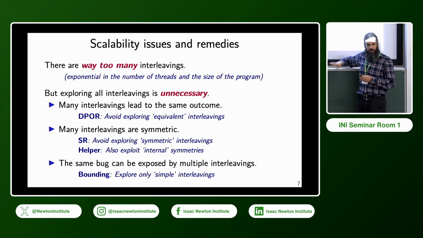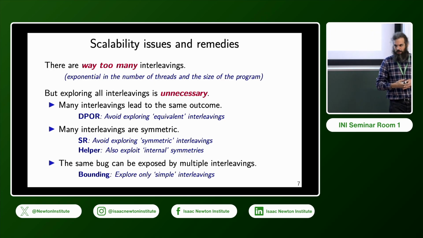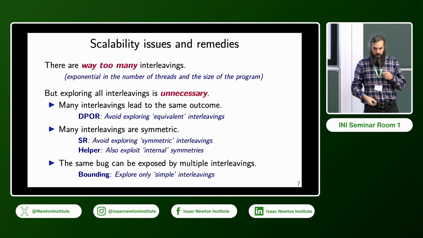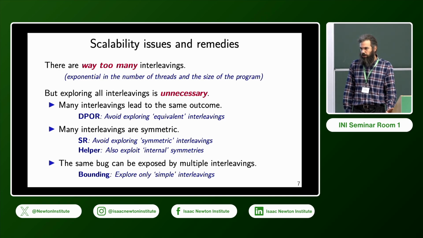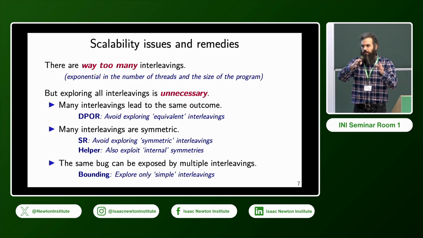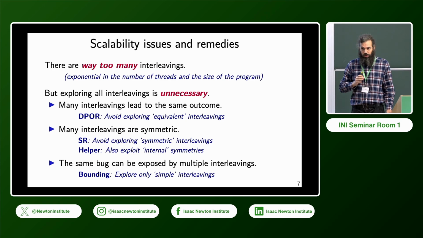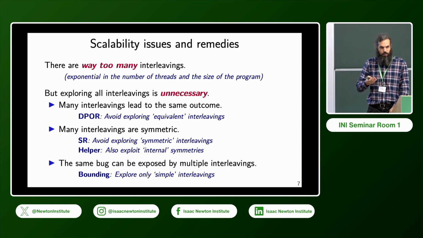And the final one, well, these two are sound ways of reducing the search space. The final one is an unsound way of reducing it, but still very useful. And this comes from the observation that a bug typically can be found with many different executions. If you want to find the bugs, it suffices to look at a sufficient number of executions. You don't need to look at all the executions to find the bugs, or the common bugs at least.